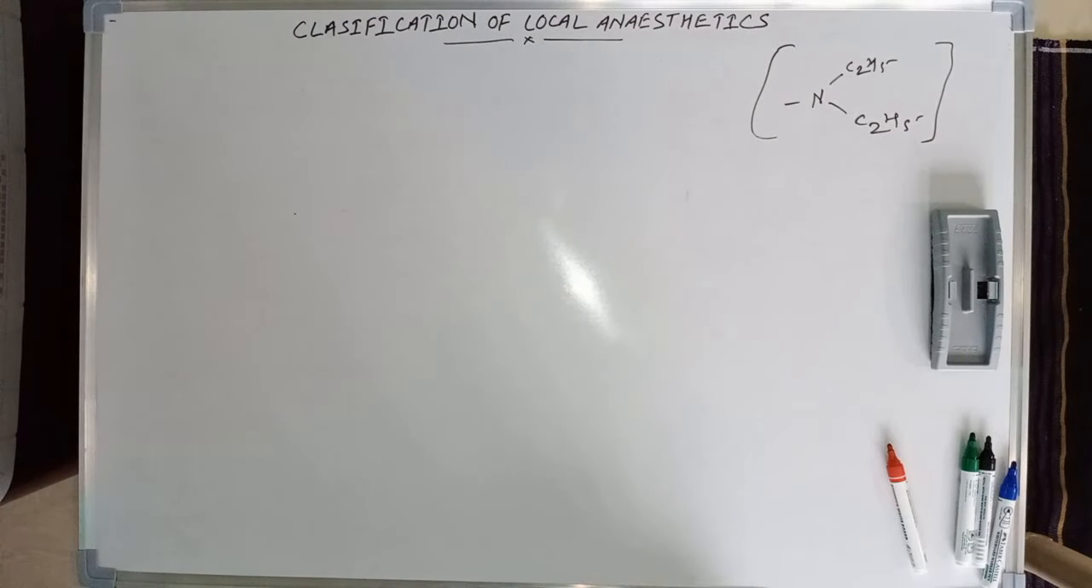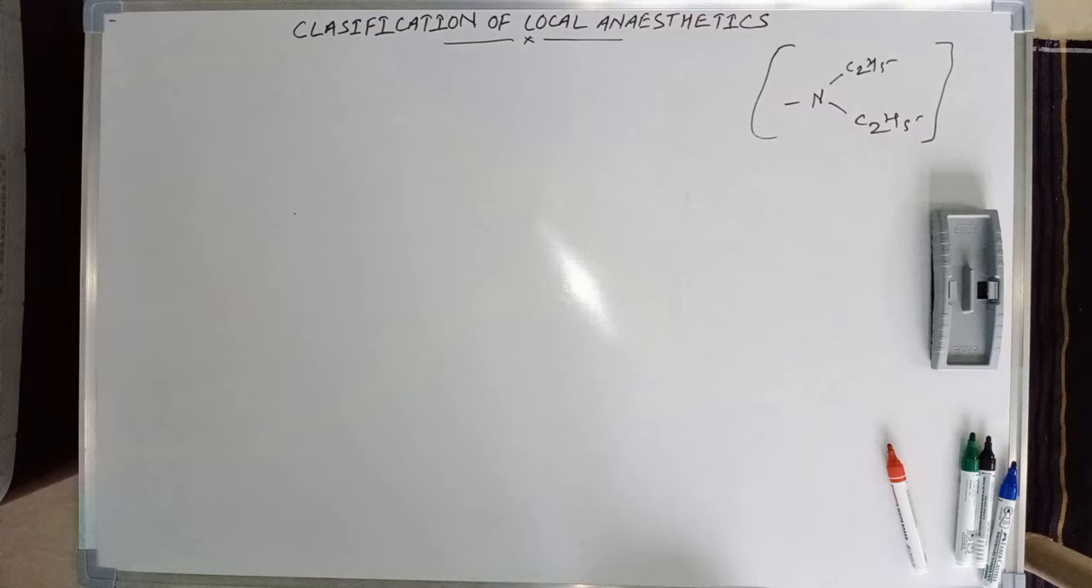Hello dear student, today I am going to discuss the classification of local anesthetics. Local anesthetics are the drugs which are applied on the external surface of our body in order to perform minor surgeries. The classification which I will discuss today is completely based upon the chemical nature or chemical composition of that particular drug.